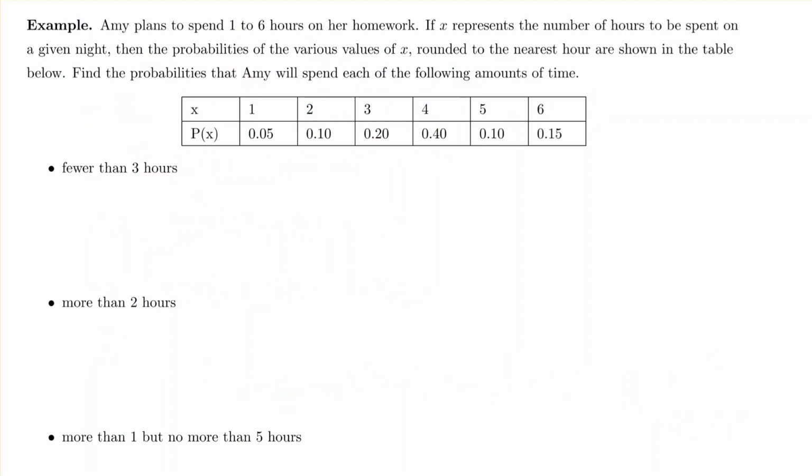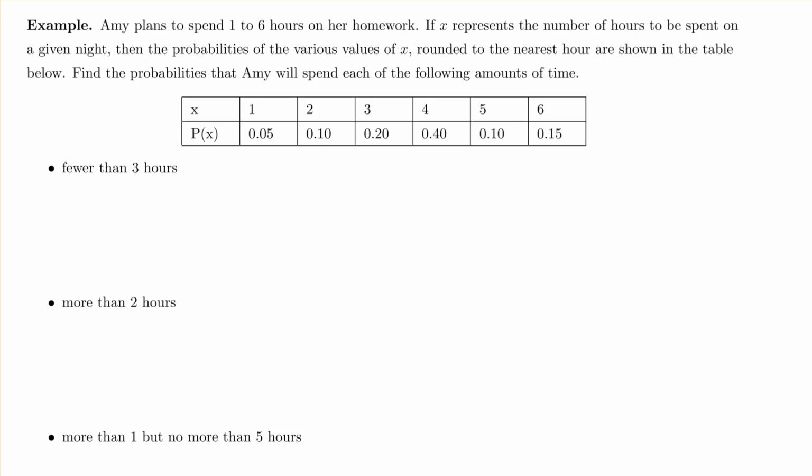Let's look at this example. Amy plans to spend 1 to 6 hours on homework. If X represents the number of hours to be spent on a given night, then the probabilities of various values of X, rounded to the nearest hour, are shown in the table below. Find the probabilities that Amy will spend each of the following amounts of time. So this table is a probability distribution. And of course, probability is already given.